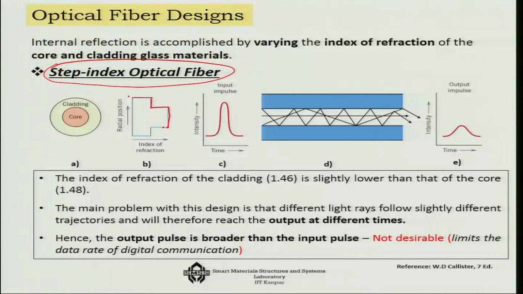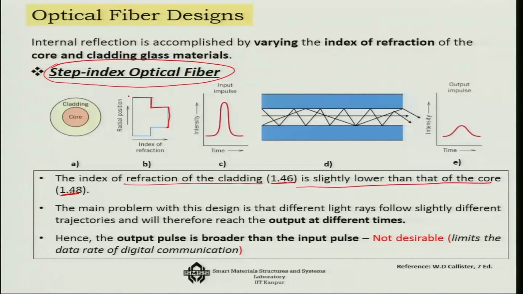Now, the problem with the step index is that the index of refraction of the cladding is of course slightly lower than that of the core. That is fine, so if one is 1.46 and the core is 1.48, otherwise total internal reflection will not take place.